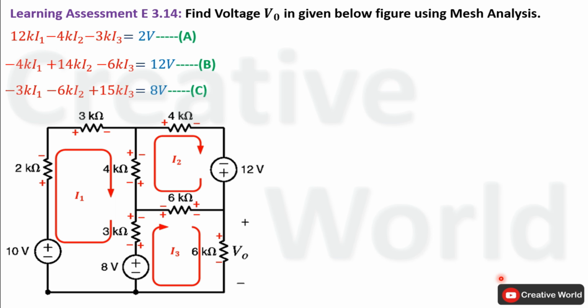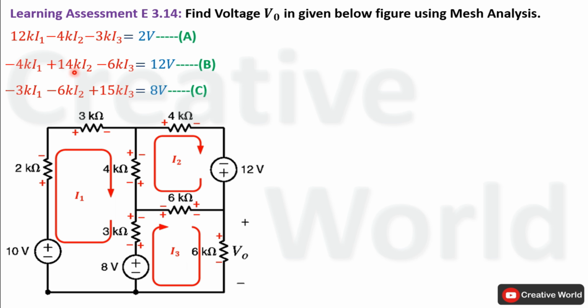Now we will try to solve these equations together in order to calculate the value of current I3. We are interested in calculating the value of current I3 because using this current we can calculate the voltage across this 6 kilo ohm resistance, labeled as V0, and in this scenario it is asked to calculate the value of V0.